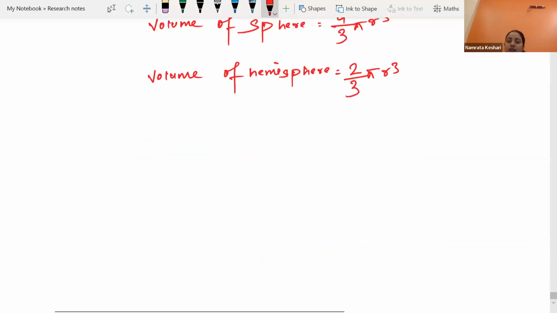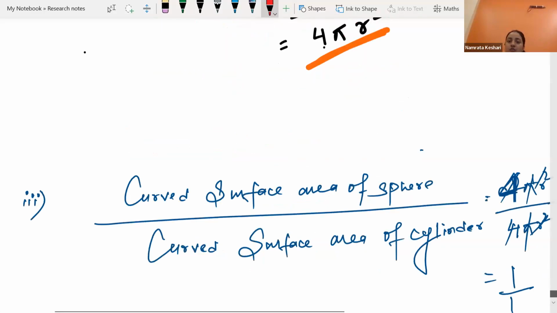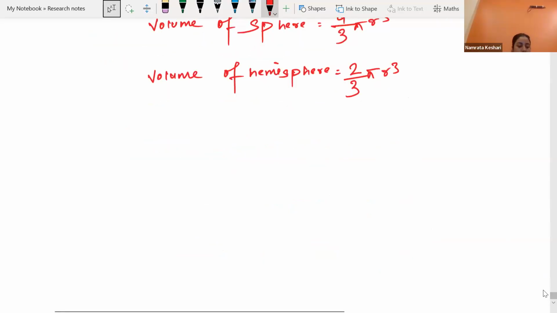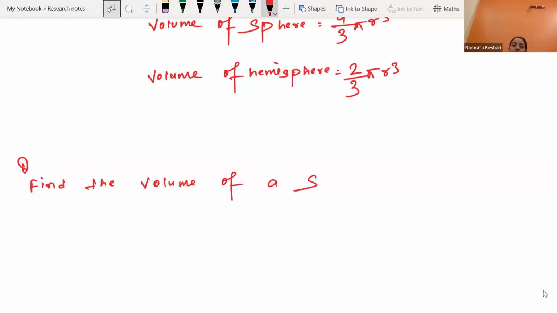Everyone note down the formula, that these are the formulas. I'm going to give you a few questions where we'll be discussing. Straightforward questions we'll be doing, and tricky questions also we'll be doing. So the first one is: find the volume of a sphere whose radius is 0.63 meter. Please find the volume now.